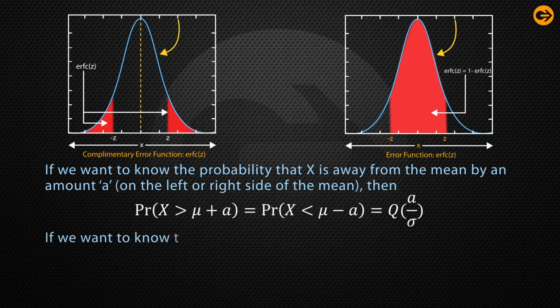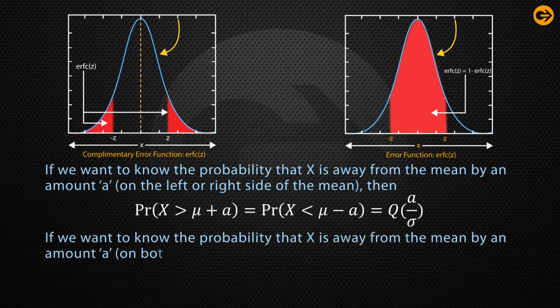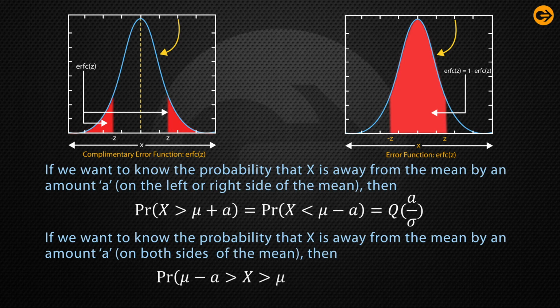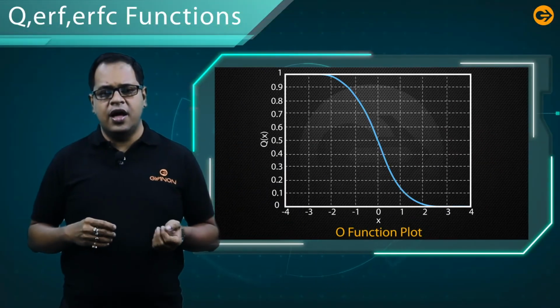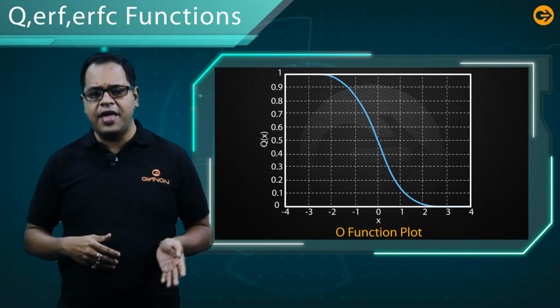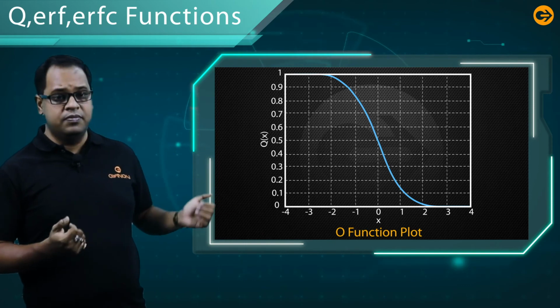If we want to know the probability that X is away from the mean by an amount a, then the probability that X lies between mu minus a and mu plus a is equal to 2Q(a by sigma). Now, the plot of the Q function is as shown in the figure.